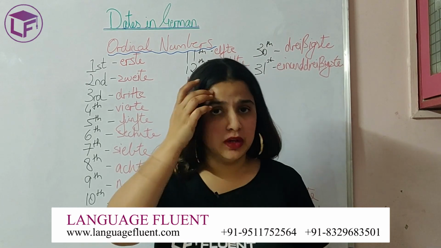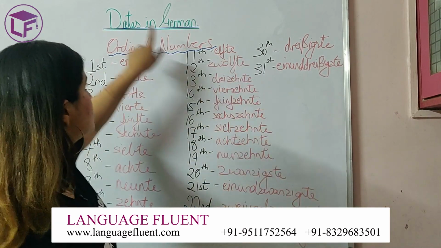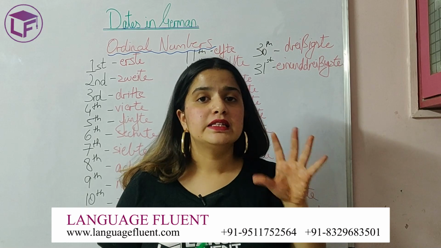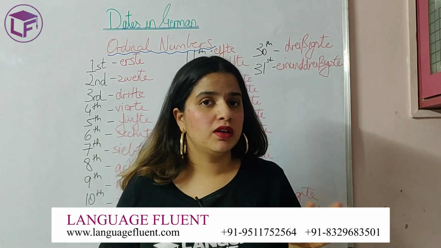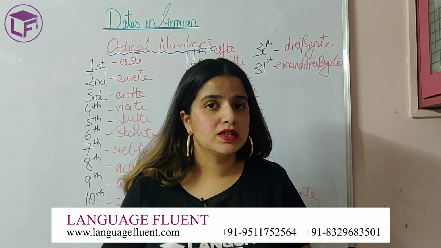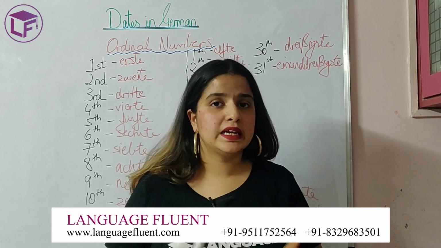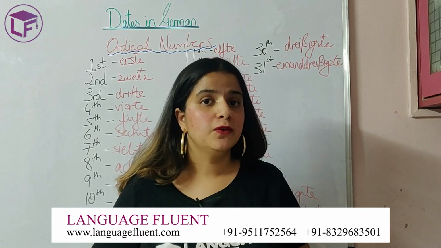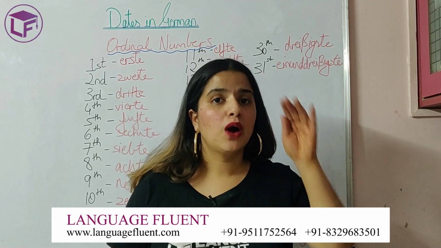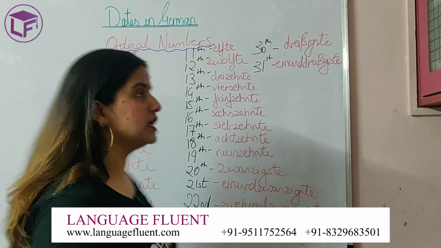So today we are going to learn how to read and write dates in German. To begin with, let's look at the ordinal numbers. Ordinal numbers are the numbers we use to tell someone the date. For example, we don't say 1 December or 2 December; in English, we say 1st December, 2nd December, 3rd December, 4th December. So how are these numbers called in German? Let's look at that.